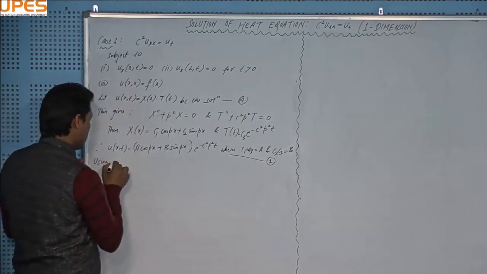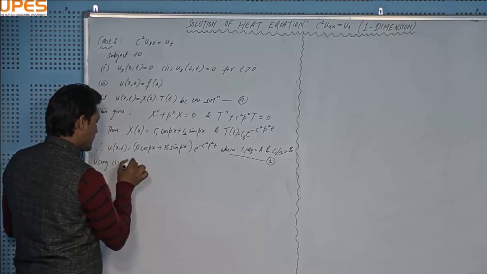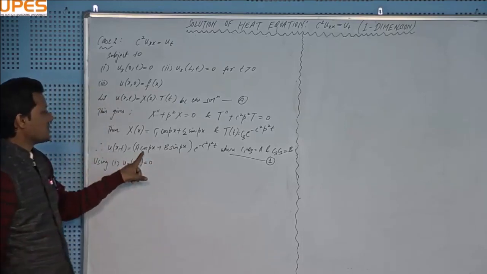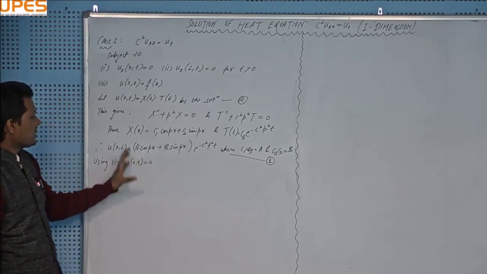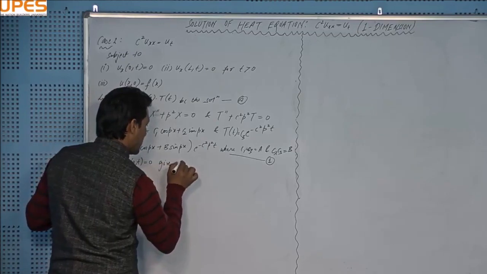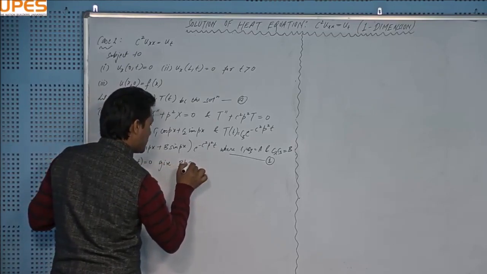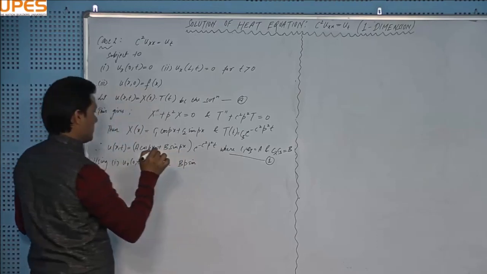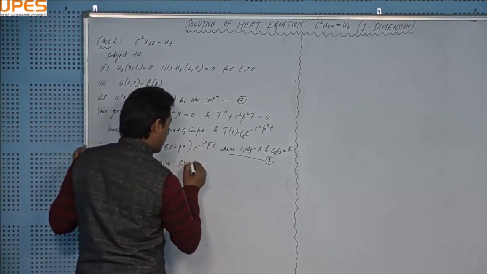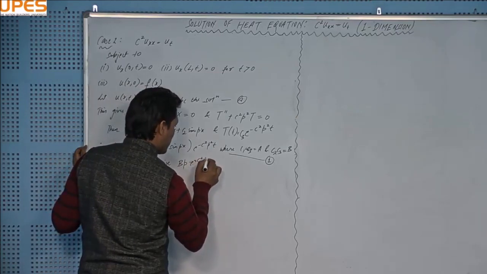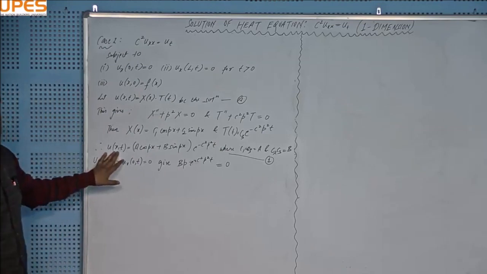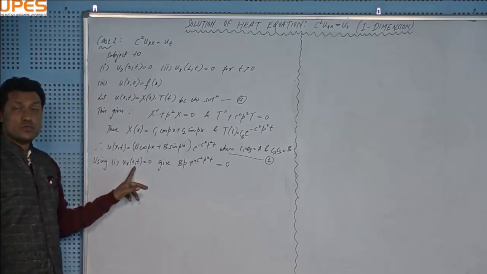Using condition number 1, that is u_x(0, t) equal to 0, you can differentiate it with respect to x. Sine will become 0 and that will give b times p, and then cos 0 will become 1, fine, and e to the power minus c square p square t equal to 0, right? I have differentiated it and substituted x equal to 0, right?